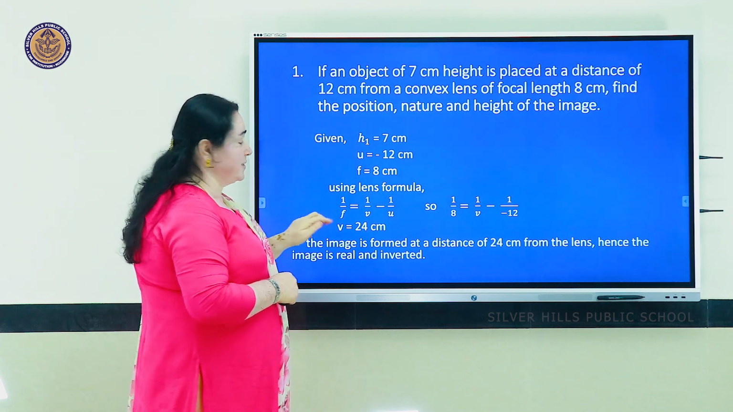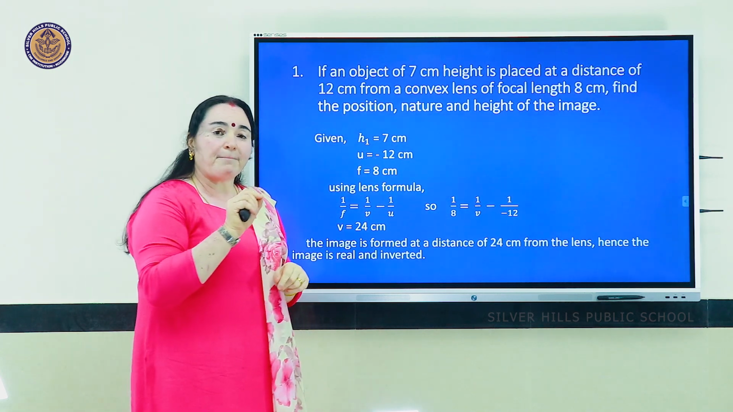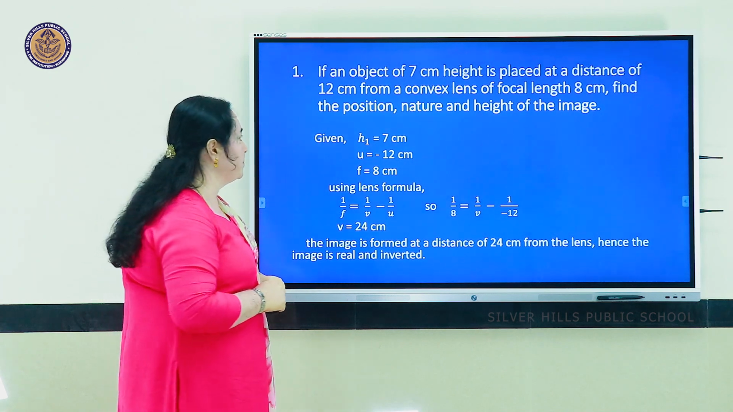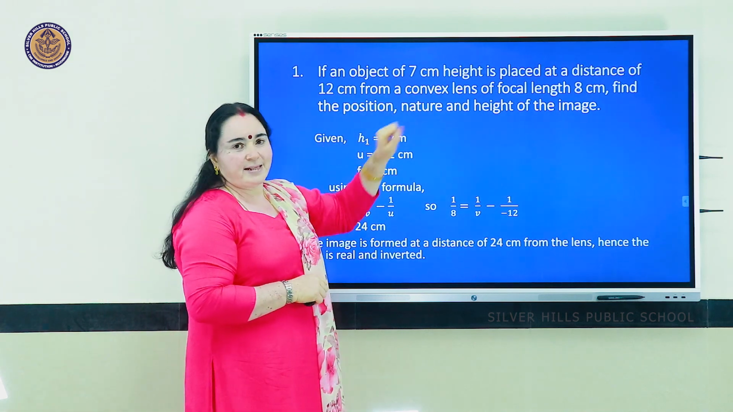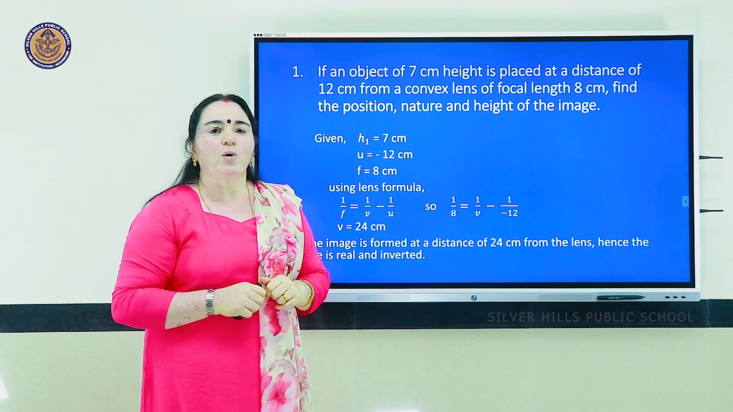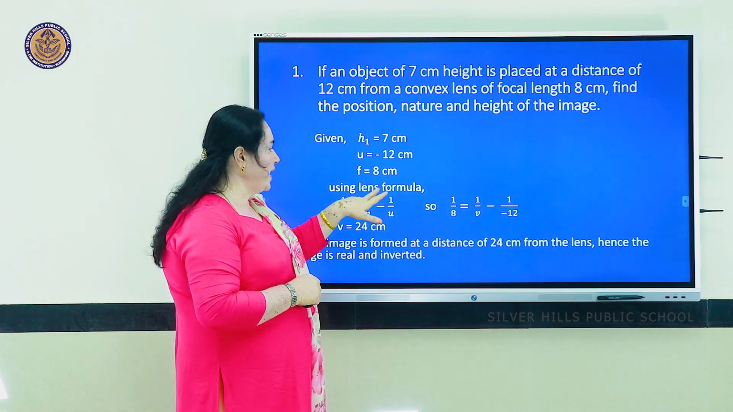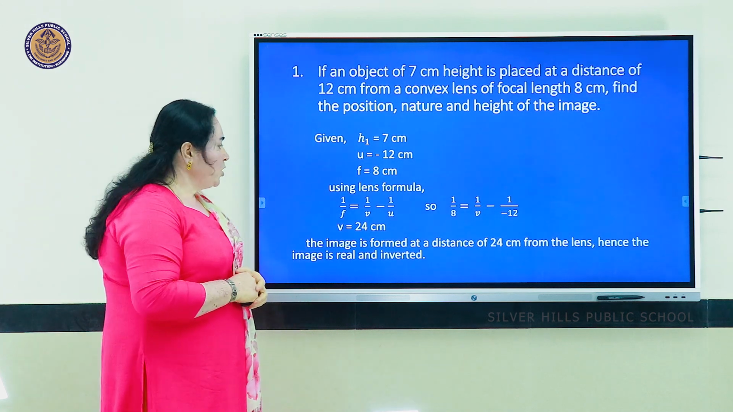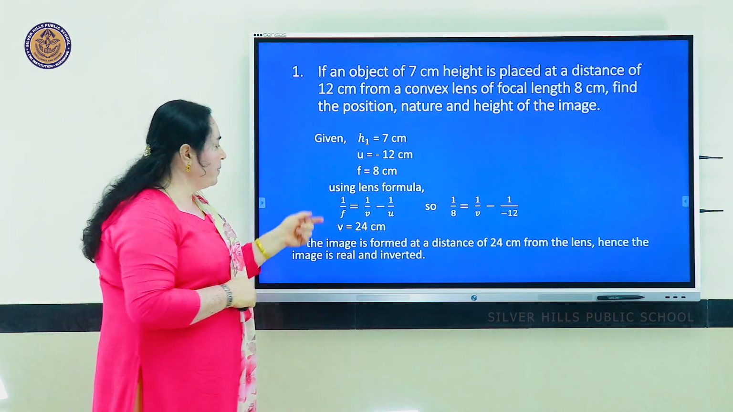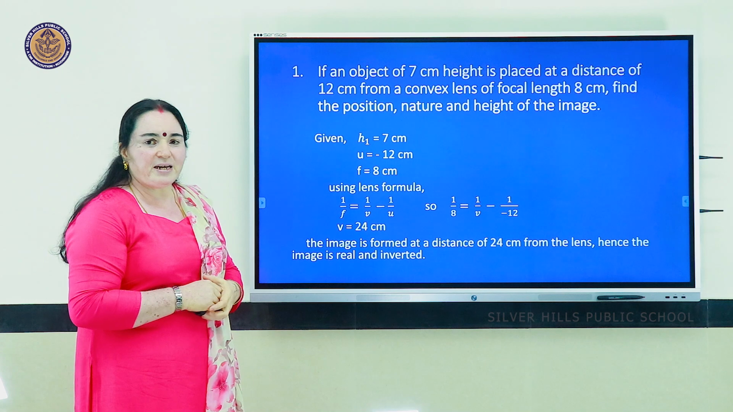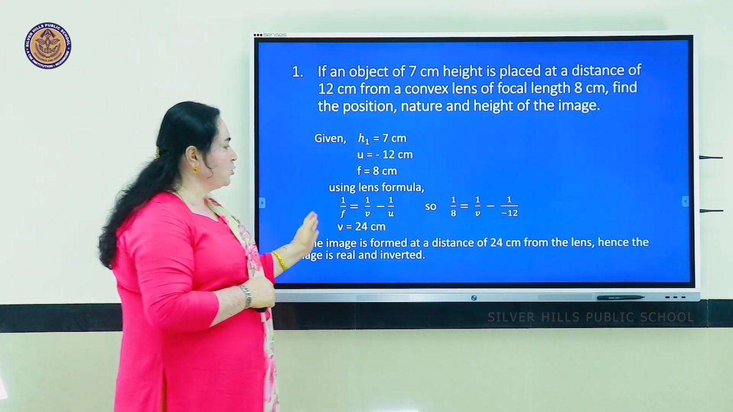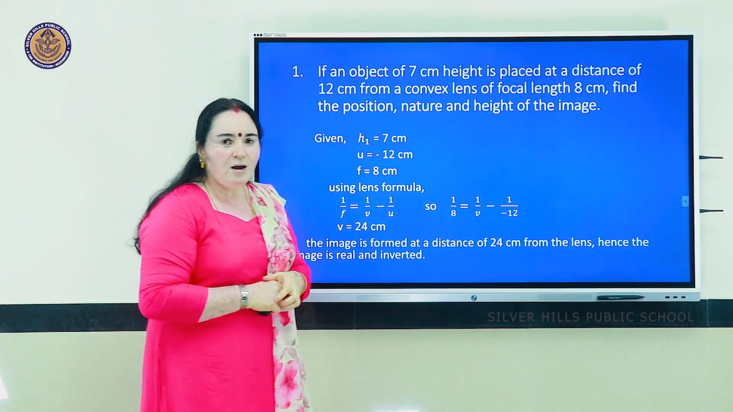So my object distance u is equal to minus 12 centimeter. And being a convex lens, obviously we know that the focal length is a positive value. Hence, we write f is equal to 8 centimeter. Using the lens formula, 1 by f equals 1 by v minus 1 by u, we are going to substitute those given values into our formula.